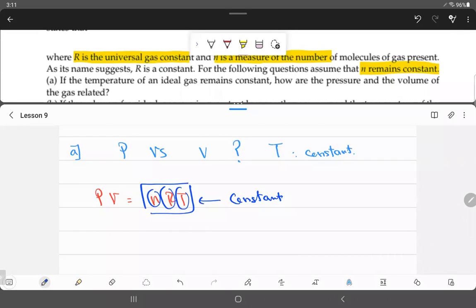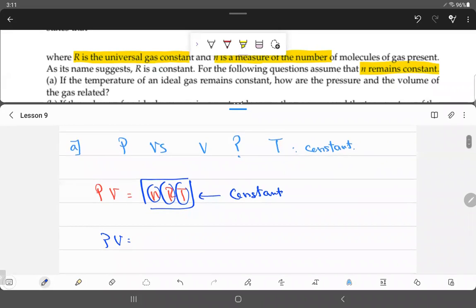Okay, P times V is equal to a constant. So P times V equals constant. If you'd like to multiply them and get a number, let's call it K if you'd like.